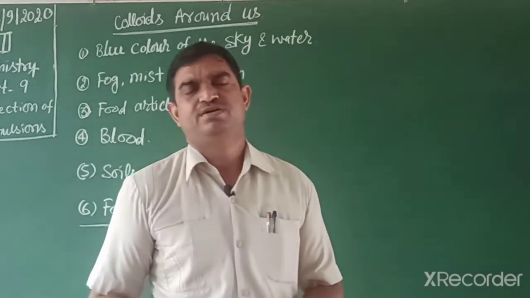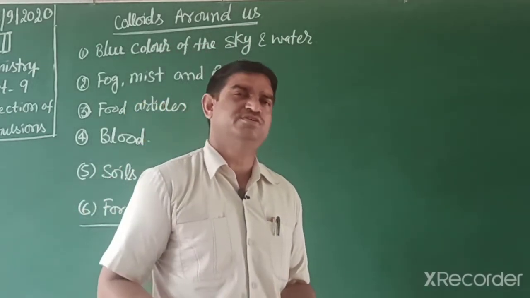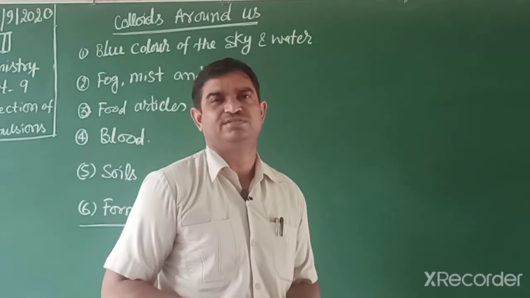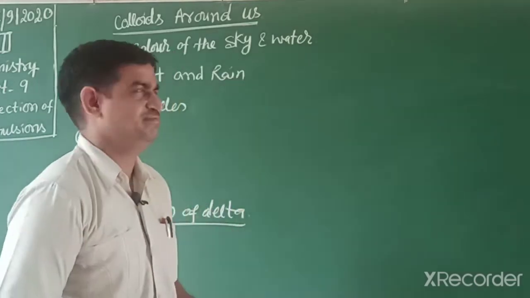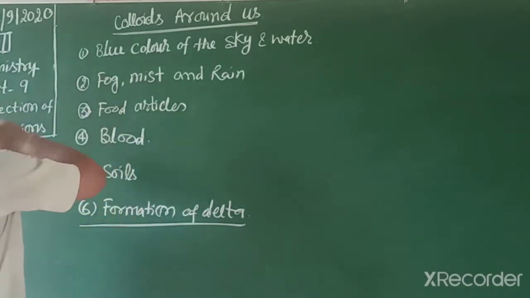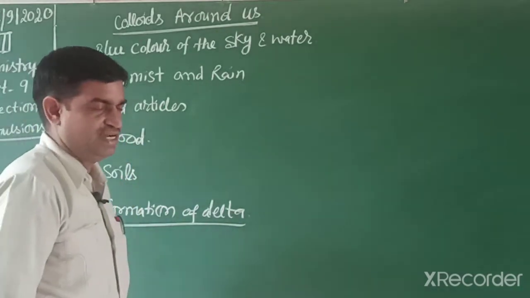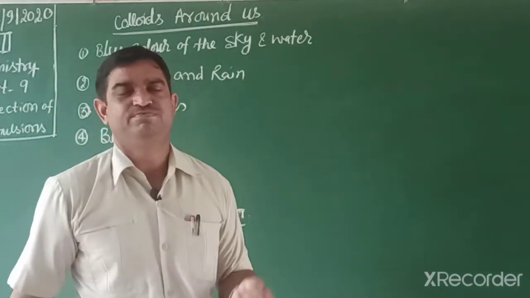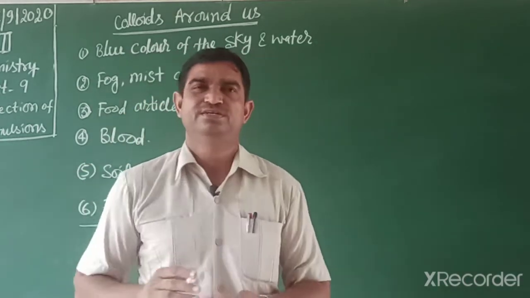Students, colloids are all around us, in our surroundings. There are different types of colloidal particles available in our daily life. We take them one by one. First one, the blue color of the sky and water. Students, when we observe the color of the sky, it appears blue.